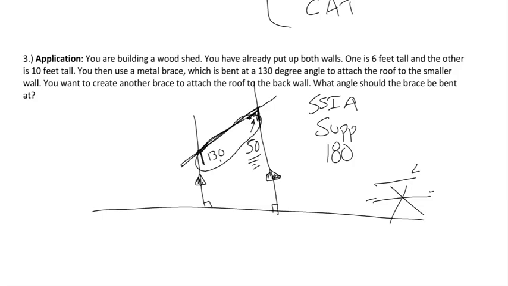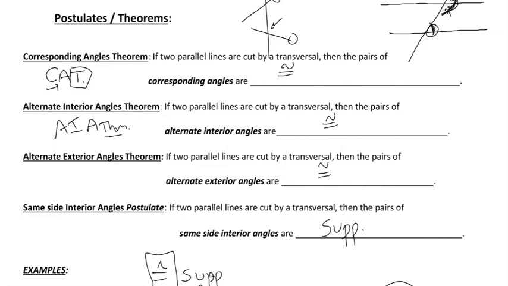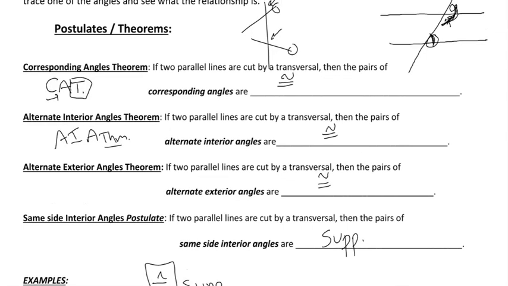All right, I just want to do a real quick recap on the most important stuff. This is the most important stuff right here. Knowing that corresponding angles, if you have parallel lines, are going to be congruent. Alternate interior angles, if the transversal is cutting parallel lines, are going to be congruent. Alternate exterior angles are congruent, and same side interior angles are supplementary.